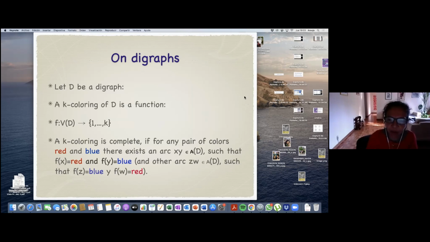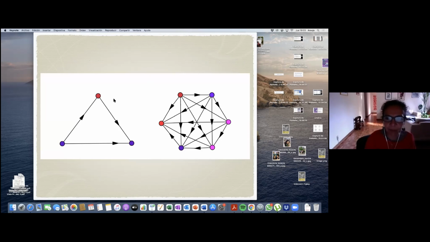What happens on digraphs? On digraphs, we have exactly the same, but the concept of complete is now that if you have two colors, it's necessary that you have an arc that goes from red to blue and another arc from blue to red. For example, in this digraph, you have an arc that goes from red to purple and an arc that goes from purple to red. And also in this graph, you have exactly the same. This digraph is colored with three colors, and you can always have this kind of arcs between any pair of colors.